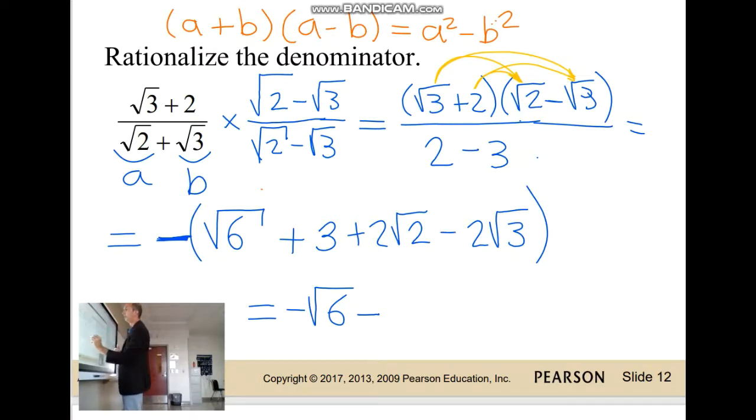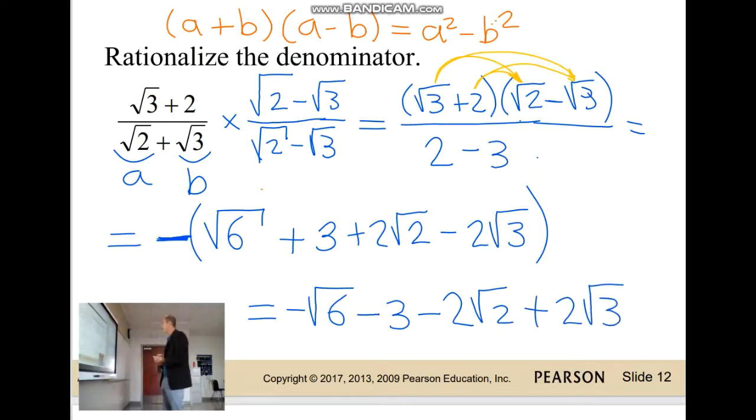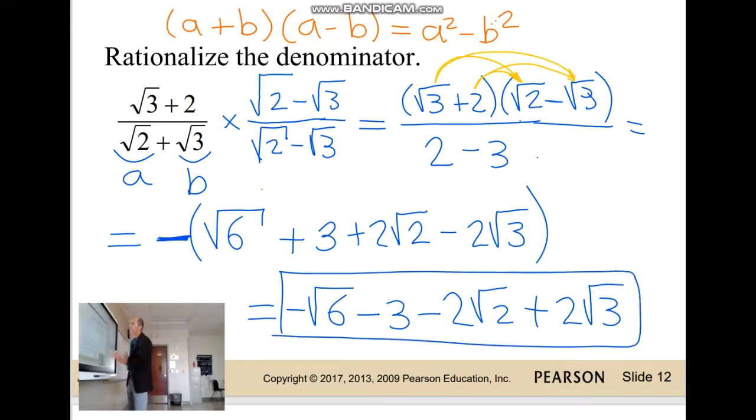Right, negative. Then we're going to have negative square root of 6 minus 3 minus 2 square root of 2 plus 2 square root of 3. Yeah, be careful with the signs, because this is what usually leads to most of the mistakes, just a small sign. Great! That's it. This is the simplification that we're looking for by rationalizing the denominator of this rational expression with radicals.